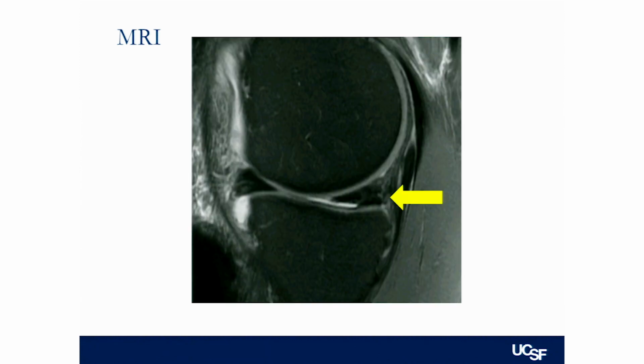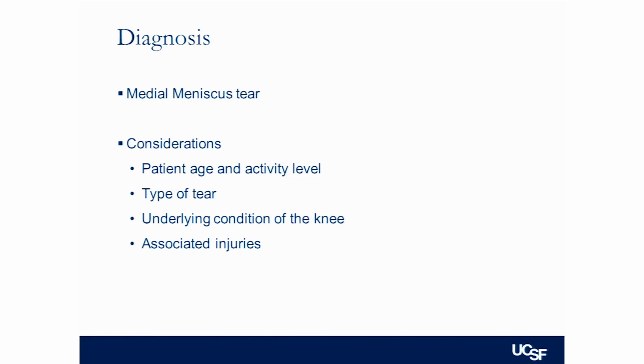You can see it again on the sagittal. This is not a large tear. There's not a big flap component. There's not a bucket handle here. But it is an acute tear in an older patient who's actually doing quite well in terms of their physiological condition of the knee. So again, we look at the considerations. A bit older, reasonably active. The type of tear is small, we would consider that probably a stable type tear. The underlying condition of the knee is good, and no significant associated injuries.